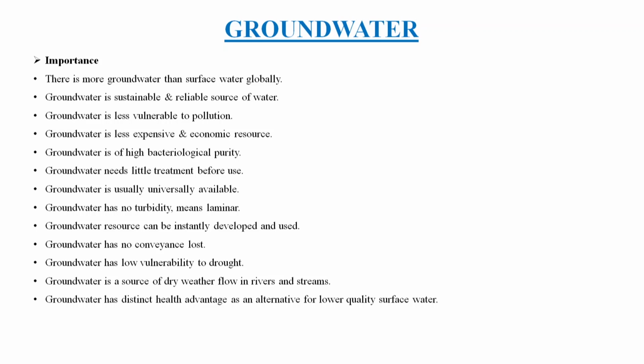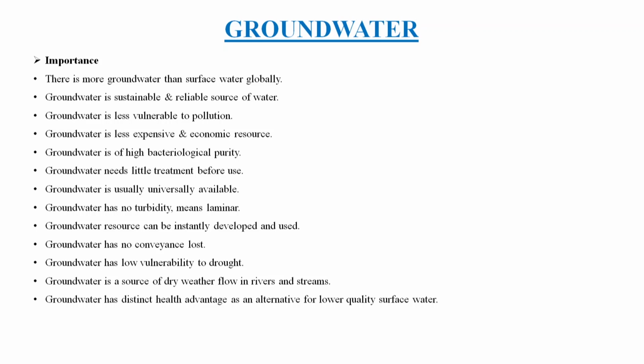Groundwater has no turbidity, that means it is laminar in nature because there is no turbulence in the groundwater, like we discussed about laminar flow and turbulent flow earlier. Groundwater resource can be instantly developed and used. Groundwater has no conveyance loss. Groundwater has low vulnerability to drought as well, even in a desert region where you are looking at an oasis. It is nothing but where your water level is cutting the surface. That is how an oasis gets formed.